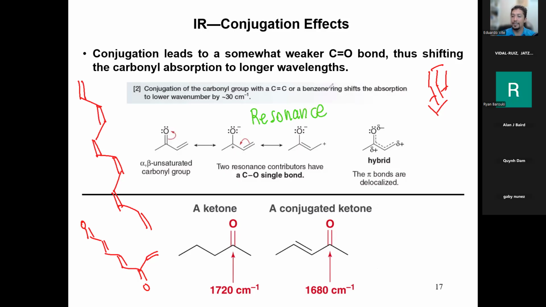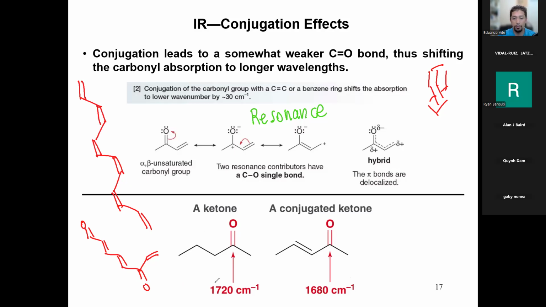When you have resonance, you are spreading out that negative charge. You're delocalizing it, right? A delocalized system. So your double bond gets weaker. It turns into like 1.5 bonds, right? That's why we draw it with the little dash line over here on the right. The double bond is less than a double bond. The single bond is more than a single bond. It's in between. So that means your wave number goes down when you have a conjugated system in your molecule.